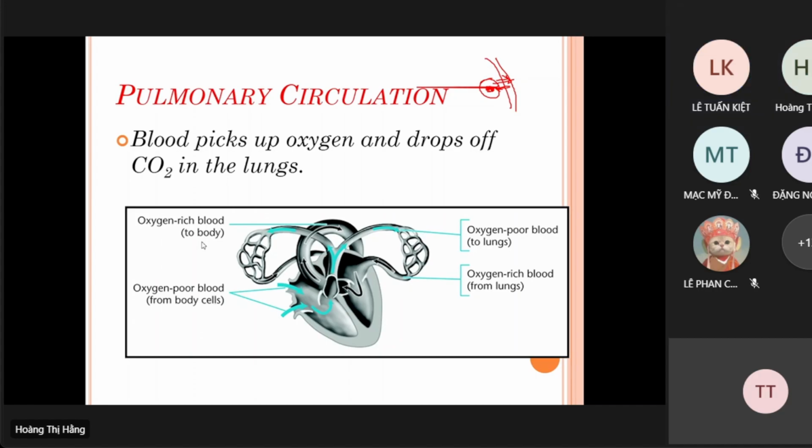Alveoli. Alveoli, right? Alveoli are bubble air sacs.